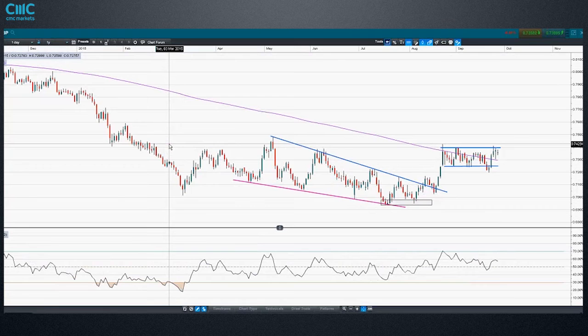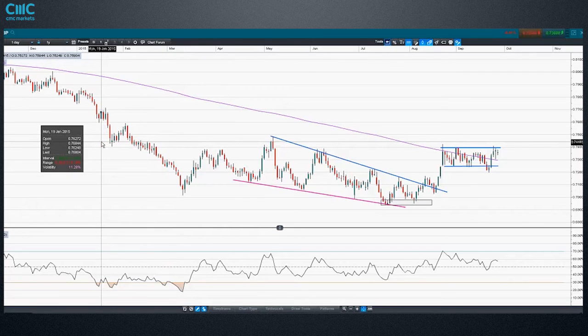We're obviously hugging that 200-day moving average, so this is really do-or-don't territory. You know, we're also at the top of this trading range. It looks like the euro in general, across a few different markets, has put in a bit of a base.